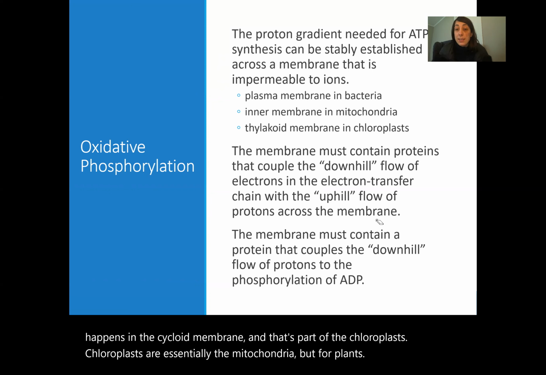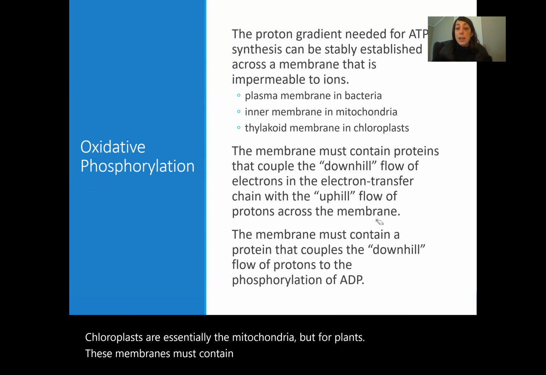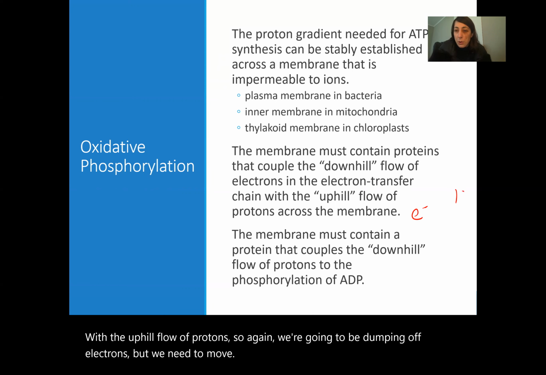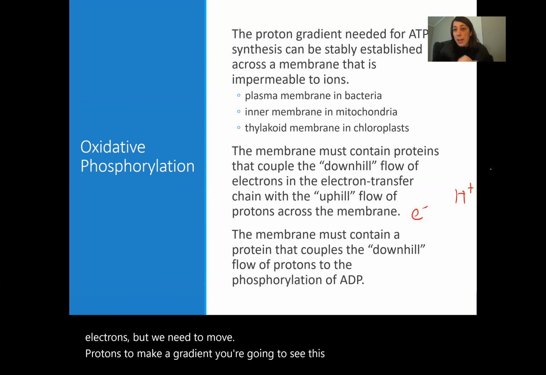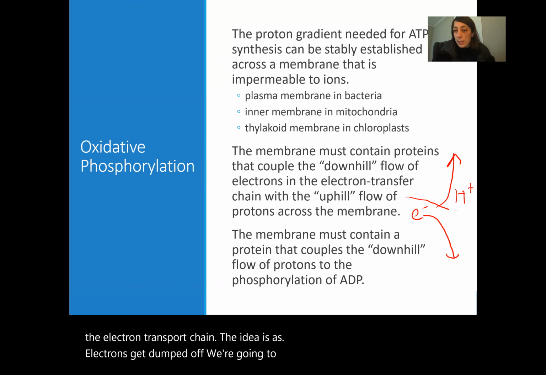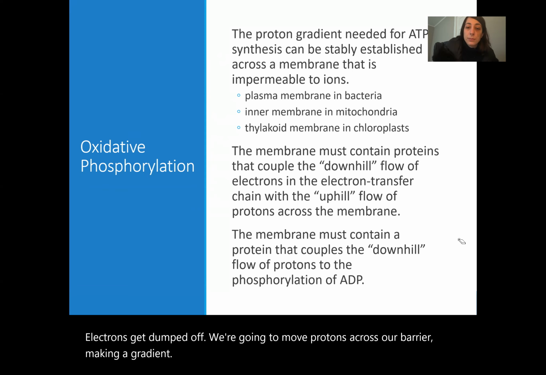These membranes must contain proteins that couple the downhill flow of the electrons with the uphill flow of protons. So again, we're going to be dumping off electrons, but we need to move protons to make a gradient. You're going to see this when we look in detail at the electron transport chain. The idea is, as the electrons get dumped off, we're going to move protons across our barrier, making a gradient.